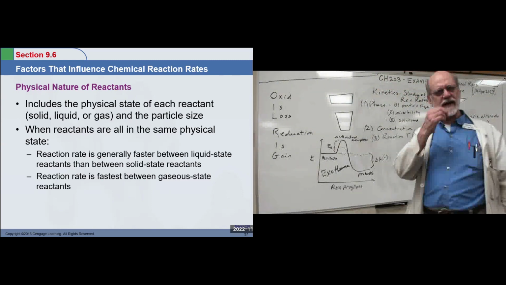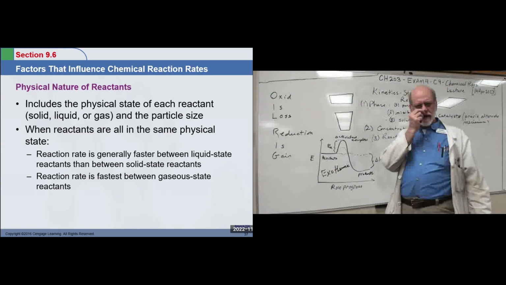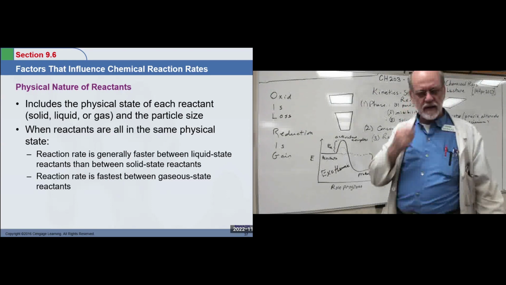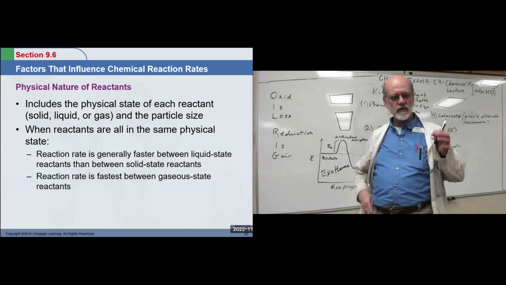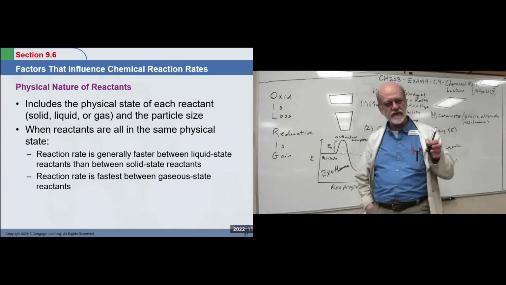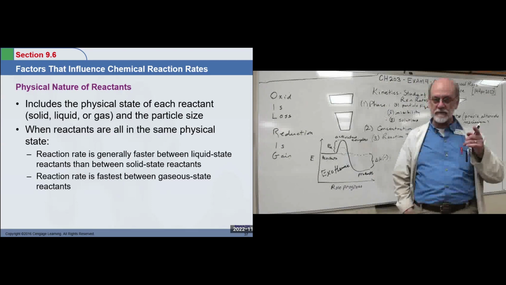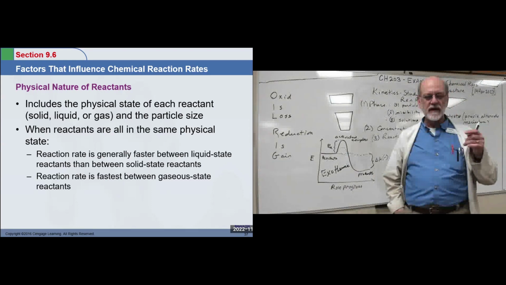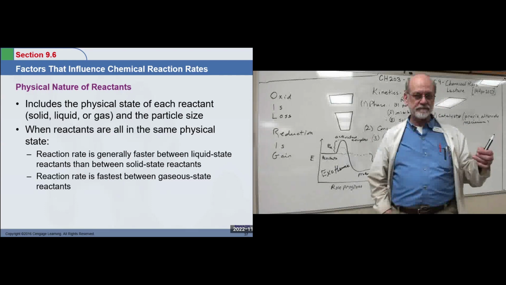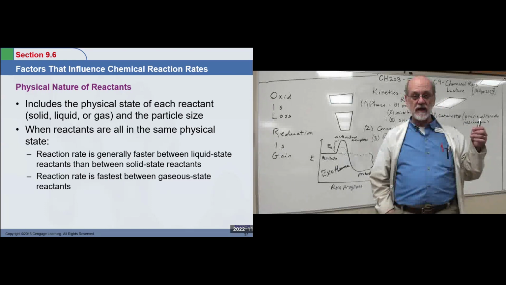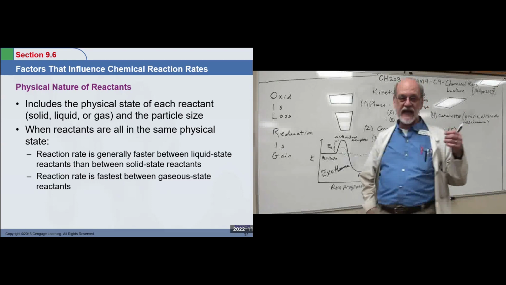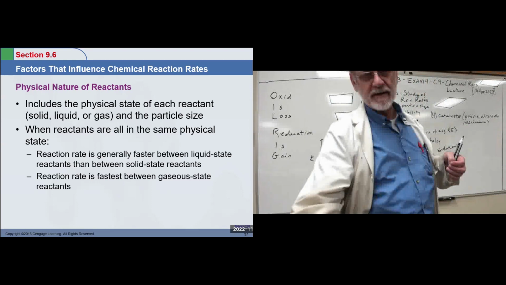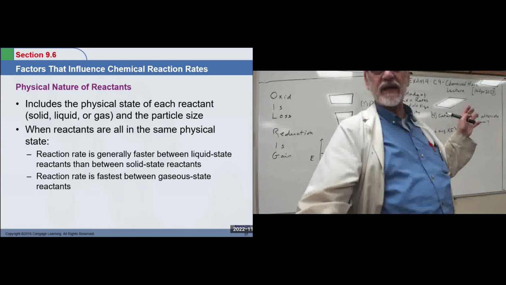Oh, I forgot I had slides on this one. Okay, let's see if I got it right. The physical nature of the reactants, the physical state, solid, liquid, or gas, and particle size. Okay, got that one. When the reactants are all in the same physical state, the reaction rate is generally faster. Liquid states are faster than between solid state reactants. And the fastest is between gaseous states. Okay, so those are all true statements that I gave you before.